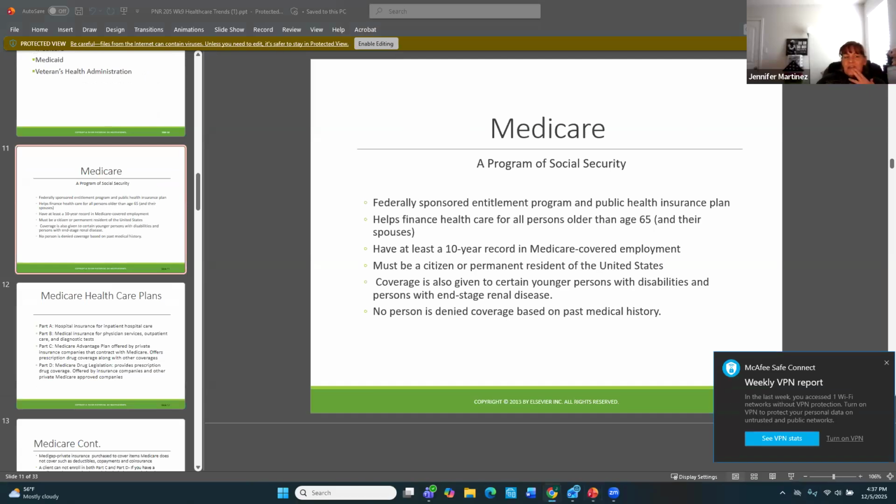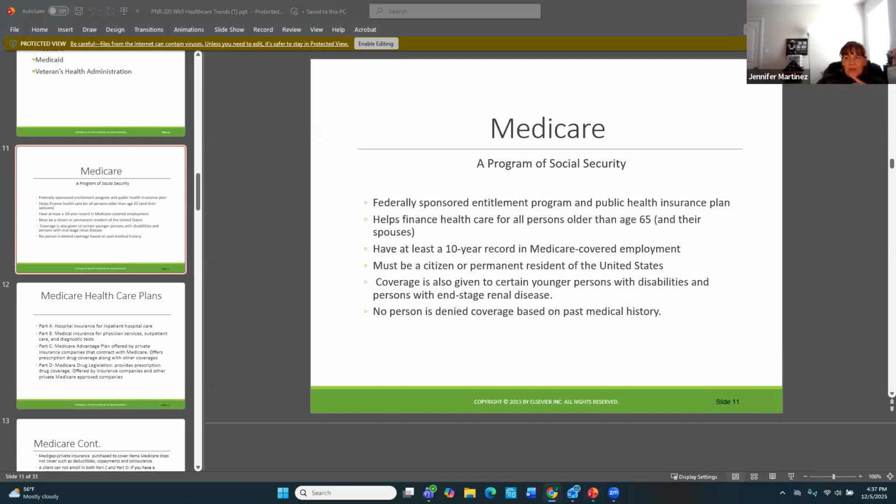So Medicare was added to the Social Security Act back in 1965. It is a federally sponsored entitlement program and public health insurance that helps provide or helps finance healthcare for all persons over the age of 65, as well as their spouses, who have at least a 10-year record in Medicare covered employment and are a citizen or permanent resident of the United States. So, in order to receive Medicare, when you get to be 65, you have to pay into it for at least 10 years.